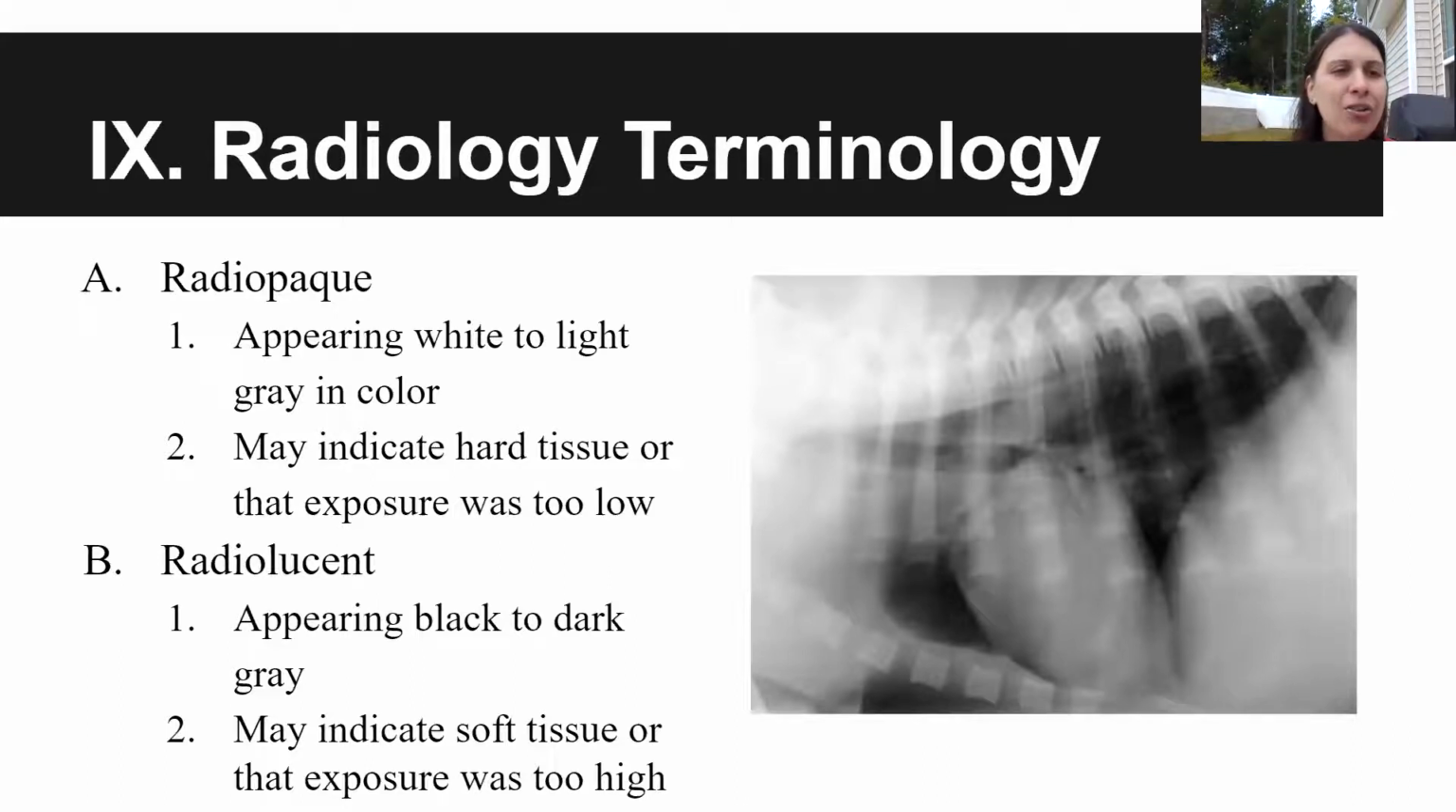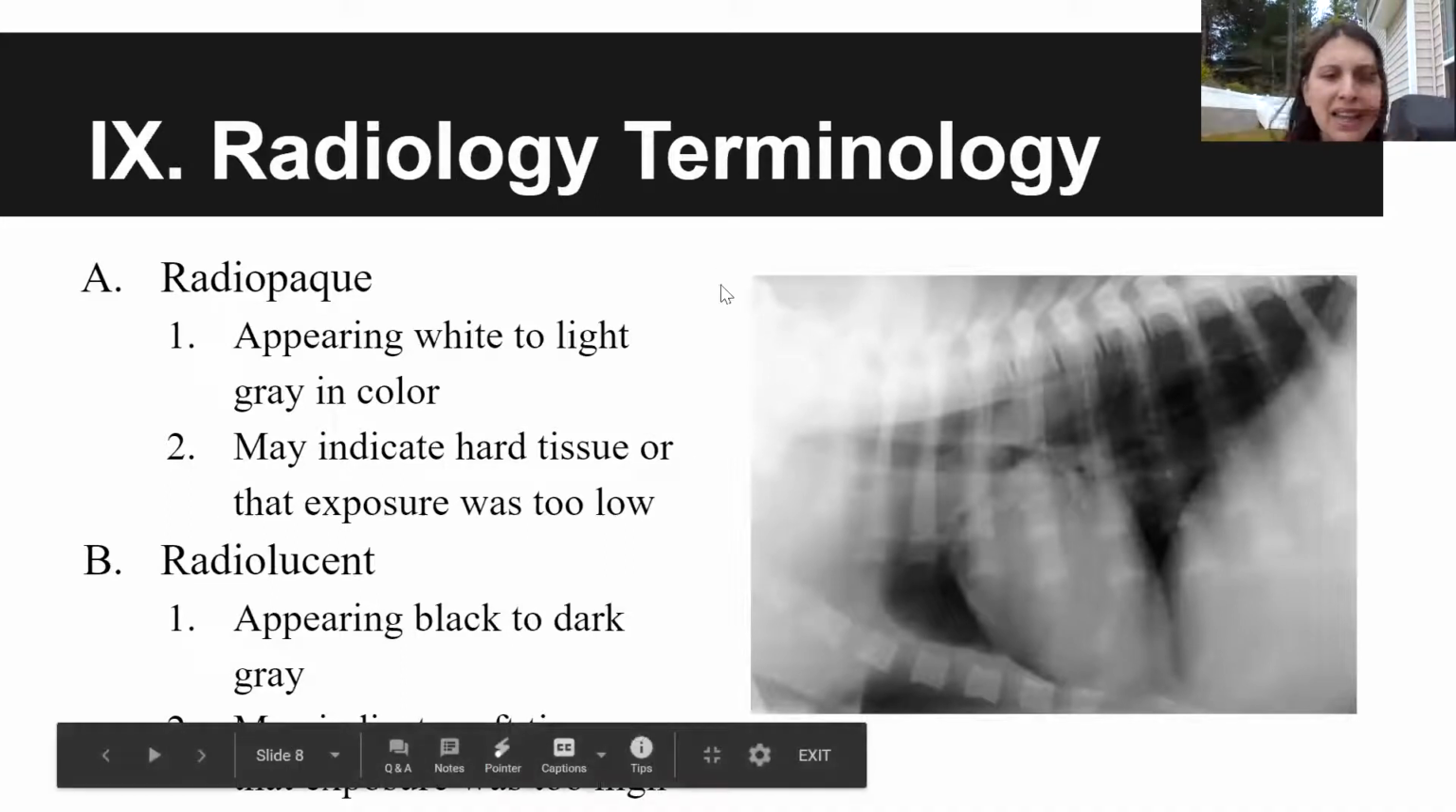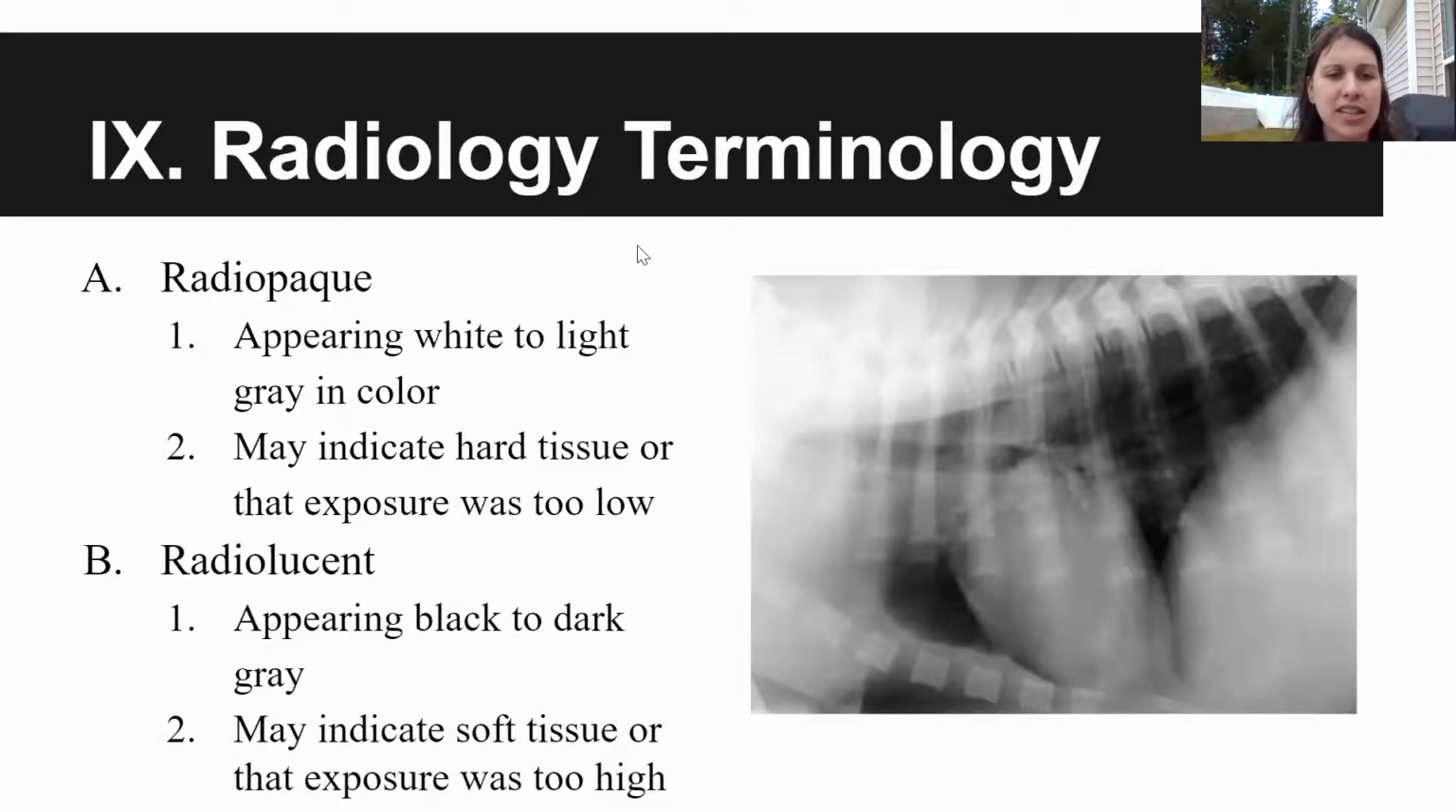Terminology. Radiopaque is what you see when the X-ray appears white to light gray in color, and it may indicate there's hard tissue or that the exposure was too low, because you can set how much exposure you want when you're taking the X-ray. And then radiolucent is maybe when your exposure was too high and it causes things to appear dark or black. Radiolucent things could also mean that it's soft tissue compared to hard tissue.